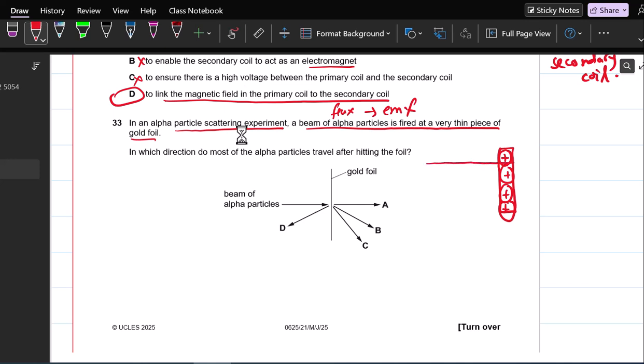The beam which is passing between the two atoms will pass straight. Most of the alpha particles pass straight. Few of them bend at an angle, which are going to be very near to the nucleus, and those coming in front of the nucleus bounce back, and they are very few. So in which direction do most of the alpha particles go? Straight they pass, A is right.